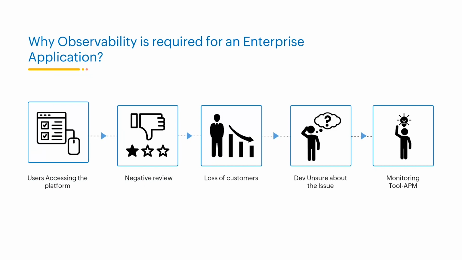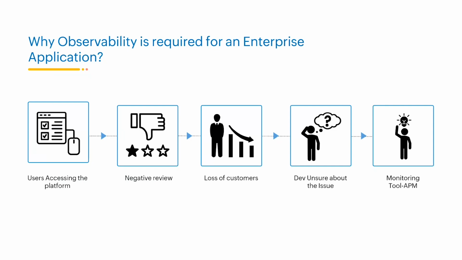Why is observability required for an enterprise application? There are three pillars of observability, which are logs, metrics, and traces. These three data outputs provide deeper insight into the health and functions of the system in the cloud and microservice environment. Now, we can look in more detail at these three pillars.